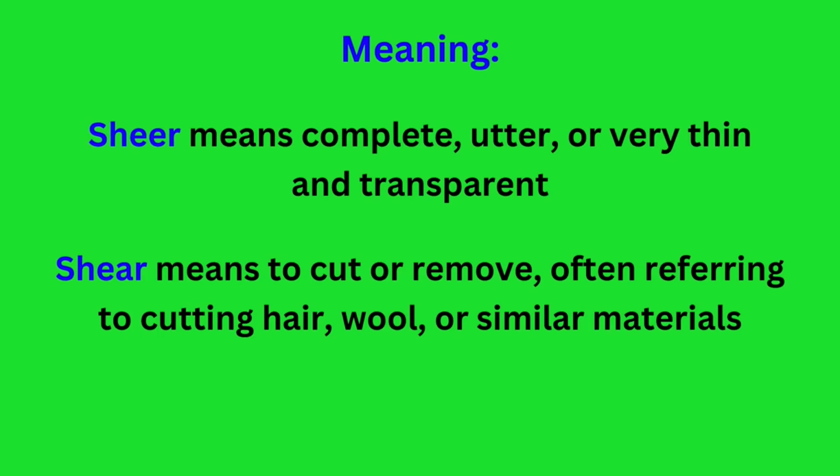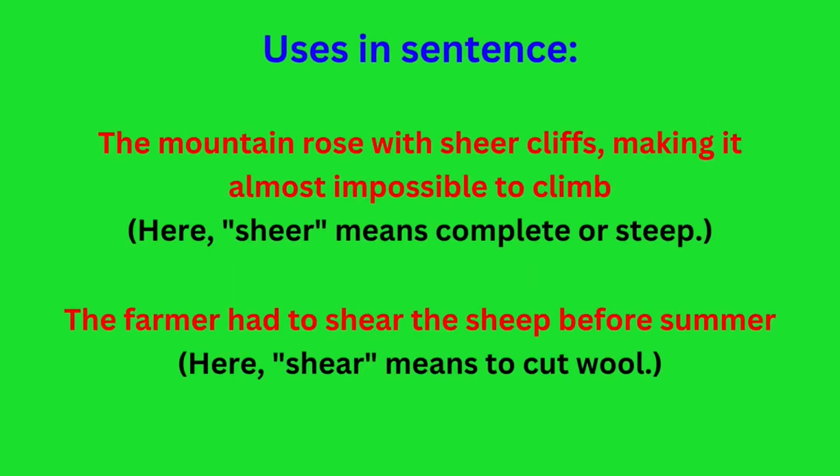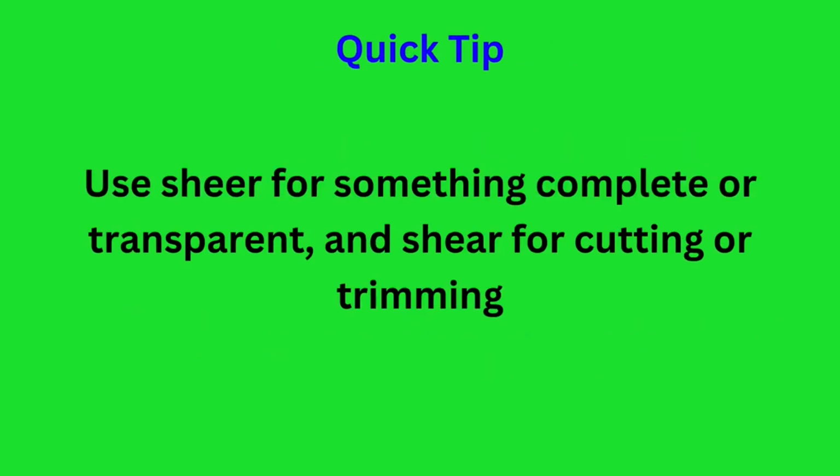Meaning. Sheer means complete, utter, or very thin and transparent. Shear means to cut or remove, often referring to cutting hair, wool, or similar materials. In a sentence, the mountain rose with sheer cliffs, making it almost impossible to climb. Here, sheer means complete or steep. The farmer had to shear the sheep before summer. Here, shear means to cut wool. Quick tip: use sheer for something complete or transparent, and shear for cutting or trimming.